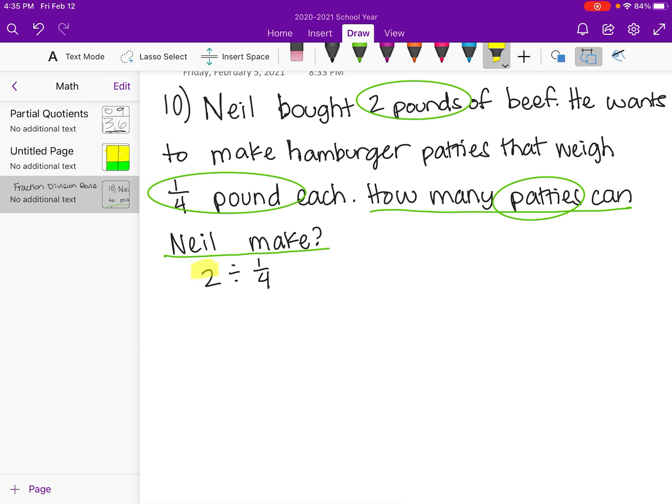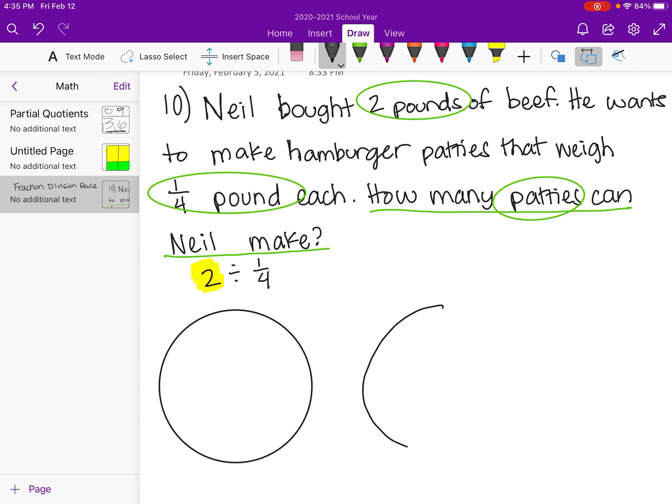Okay, we start with our dividend. That's that first number in our division problem. So I need to draw 2 wholes. I'm going to draw circles just for fun. You can draw your wholes as circles or rectangles, whatever you prefer. So now I'm going to move on to my divisor, or that second number. I'll use a different color since I used green up above. I'll use pink, pinkish red.